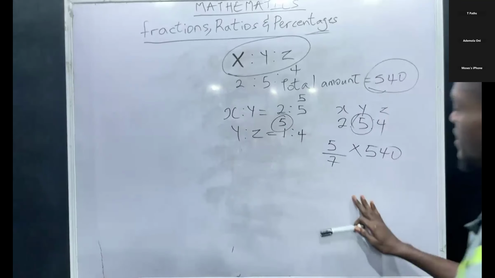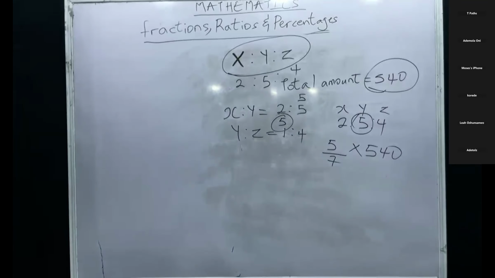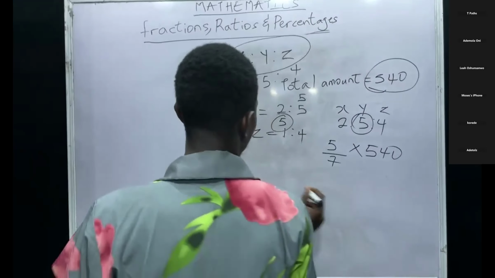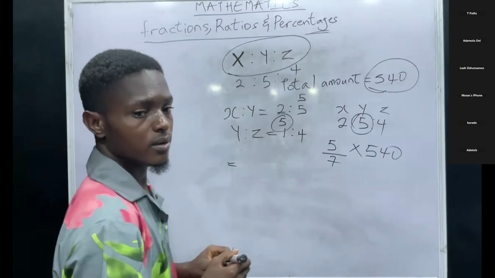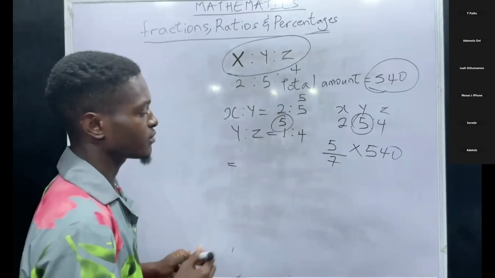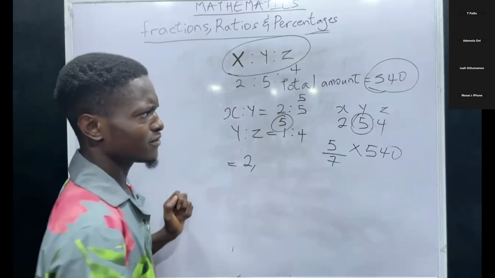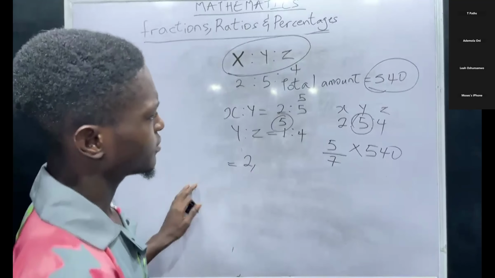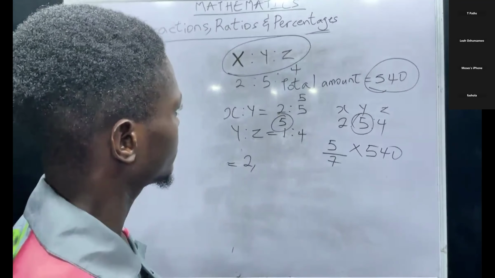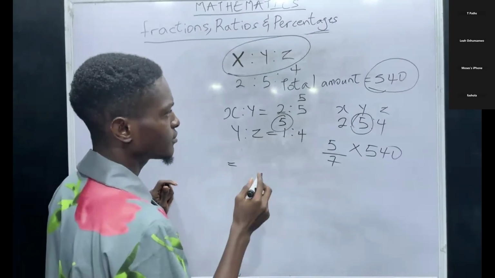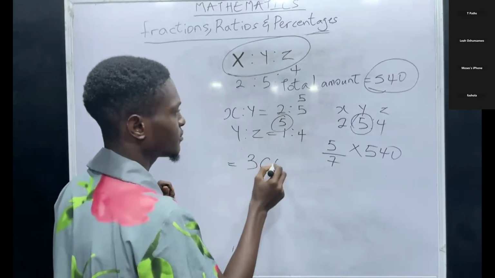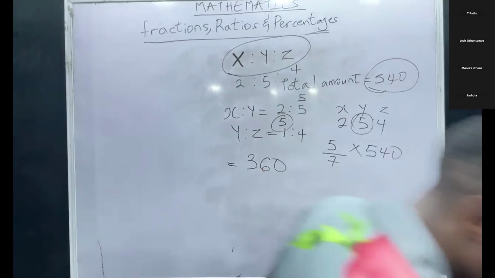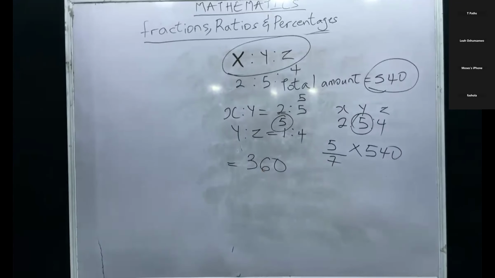Fine, it was 5/7 multiplied by 540, guys. 2,700. What do you say? 2,700. Are you sure? Yeah, it's 5 times 360. 360. Thank you. So we know that's actually 360.